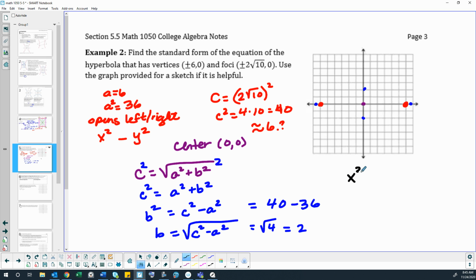Alright, I think we're ready. So x squared over 36 minus y squared over 4 equals 1.